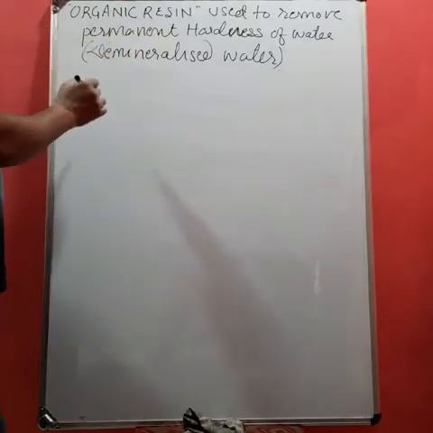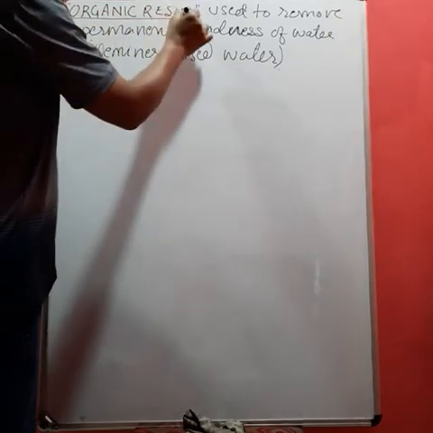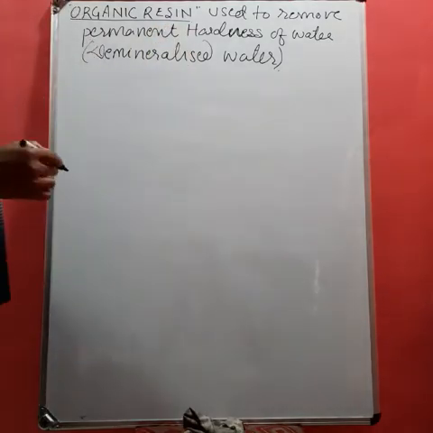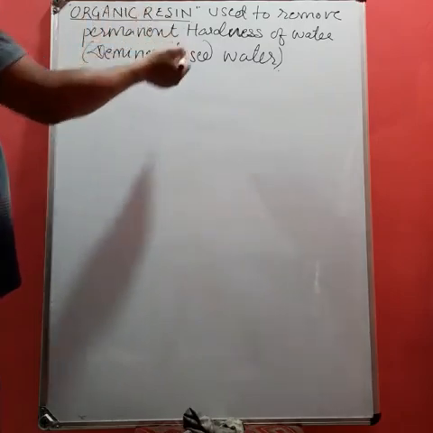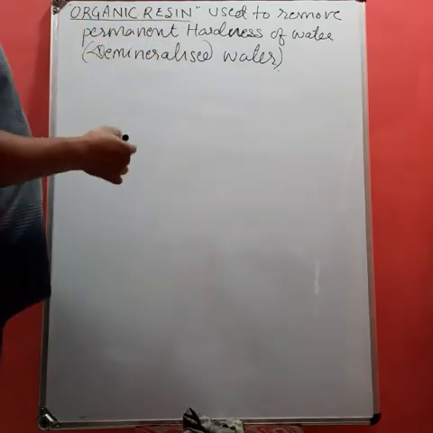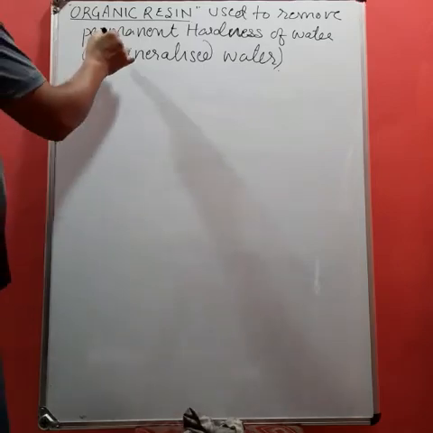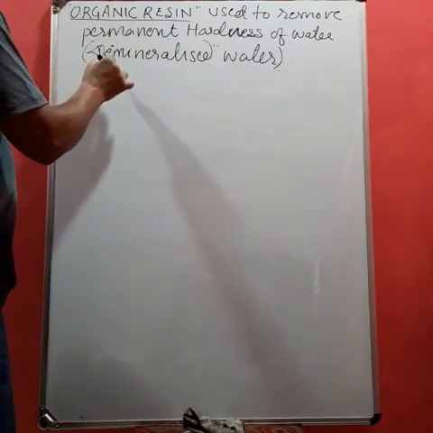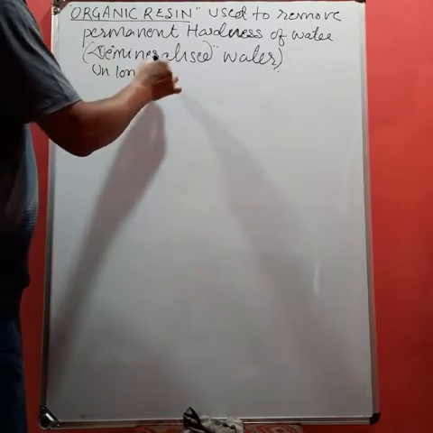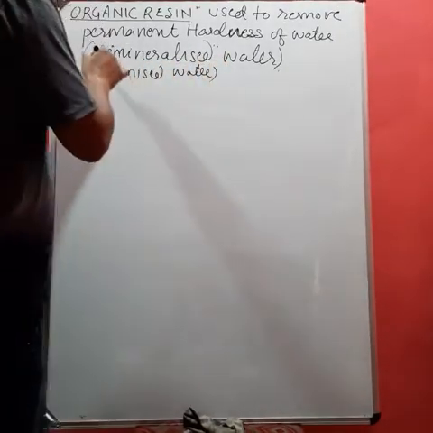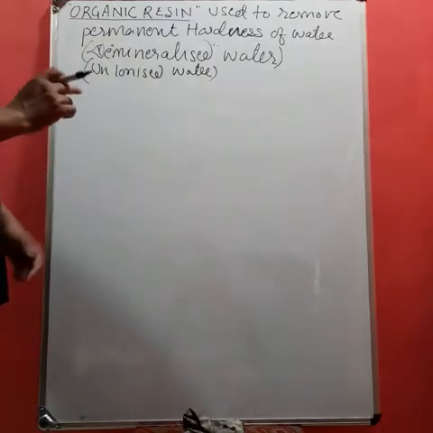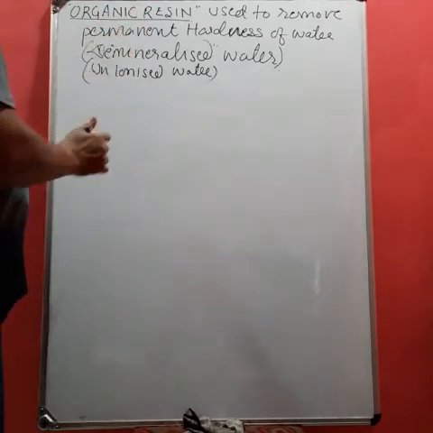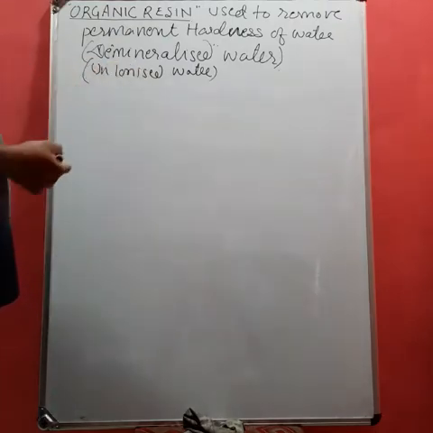Yes, student, like in this organic resin method, which is used to remove permanent hardness of water. The water obtained after the removal of hardness is known as demineralized water. Demineralized means there will be no ions, which are called minerals. So it is also known as unionized water. Student, often you can find these terminologies in the water bottle which we are buying from the market. Sometimes it is labeled as demineralized water or unionized water.